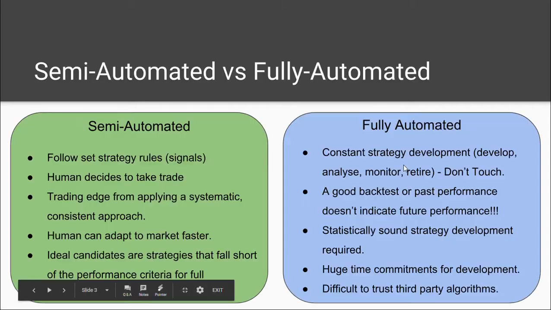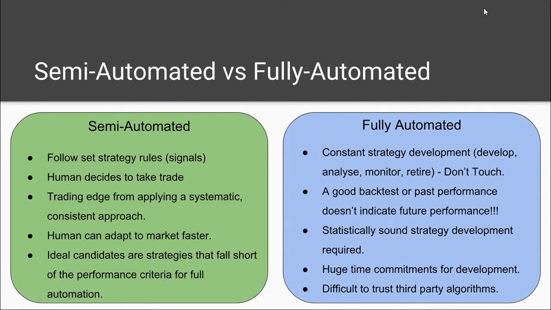So to start with, there's a distinct difference between semi-automated and fully automated trading. The big difference is semi-automated has some sort of user or human input into the trades, whereas fully automated is you set it and you run it and you don't touch it. You don't close trades, you don't open trades, you don't decide whether you should take the trade or not. You don't do anything. You just run it until you retire it. And I'll talk a bit about the difference between the two.